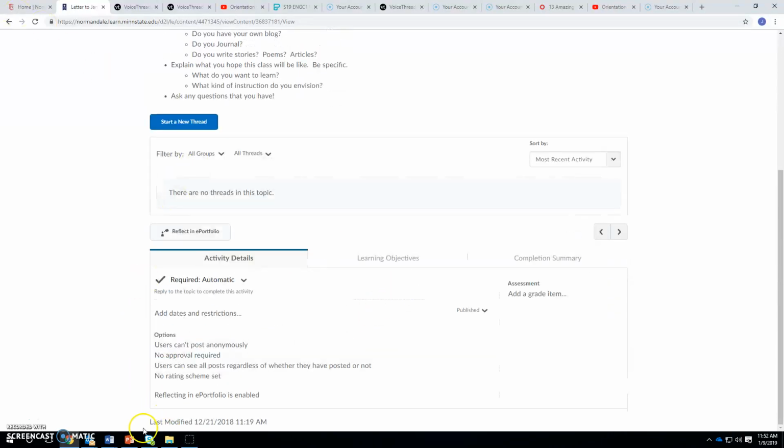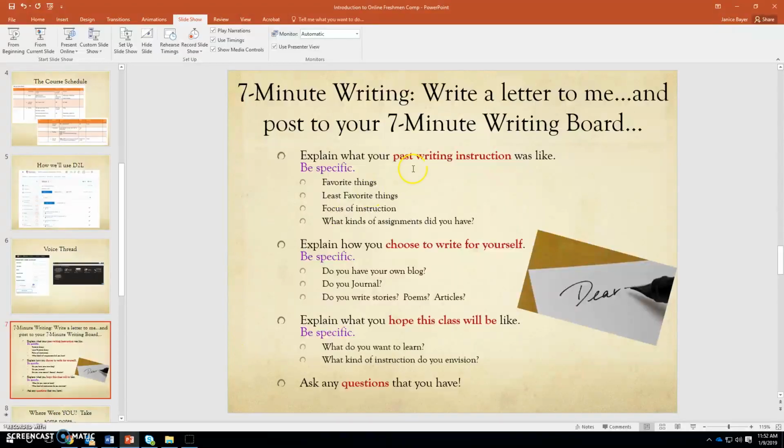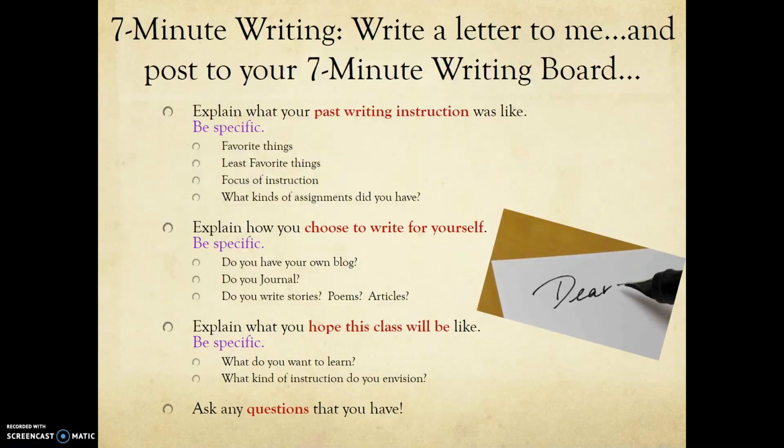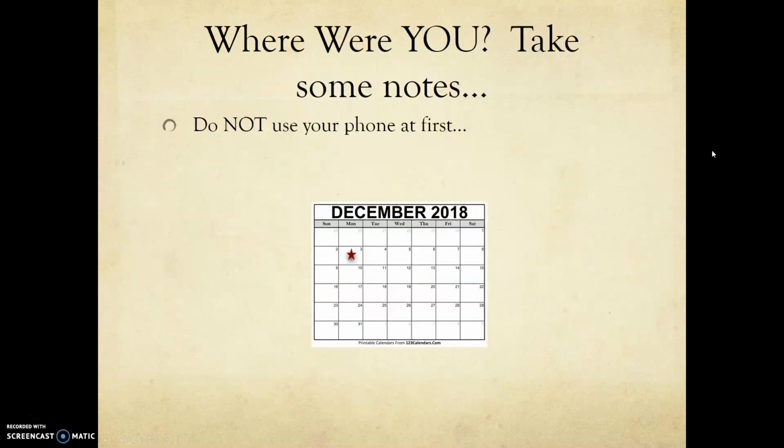Okay, so that covers your first 7-minute writing. And again, all of these are on your to-do list. So as you get them done, you can either pause this video and get them done as we go, or you can just come back and start checking things off when you get there. All right, the next thing that we're going to do is actually start the first episode of Serial.